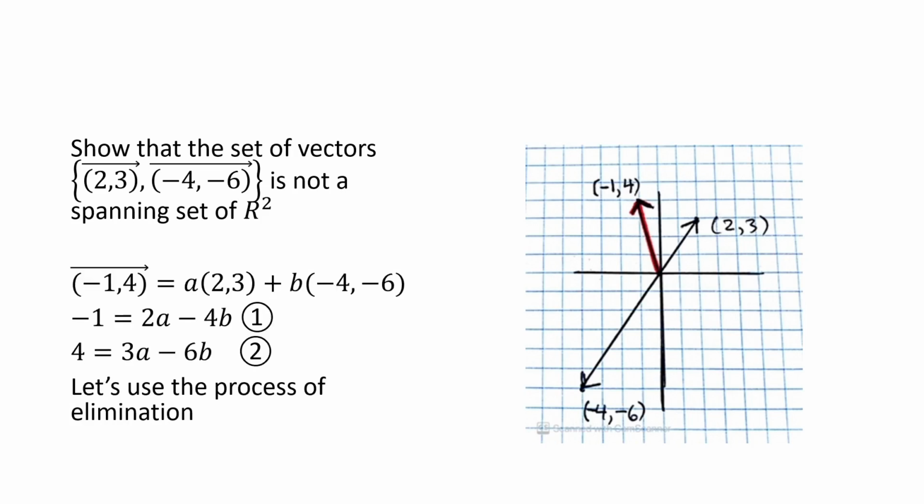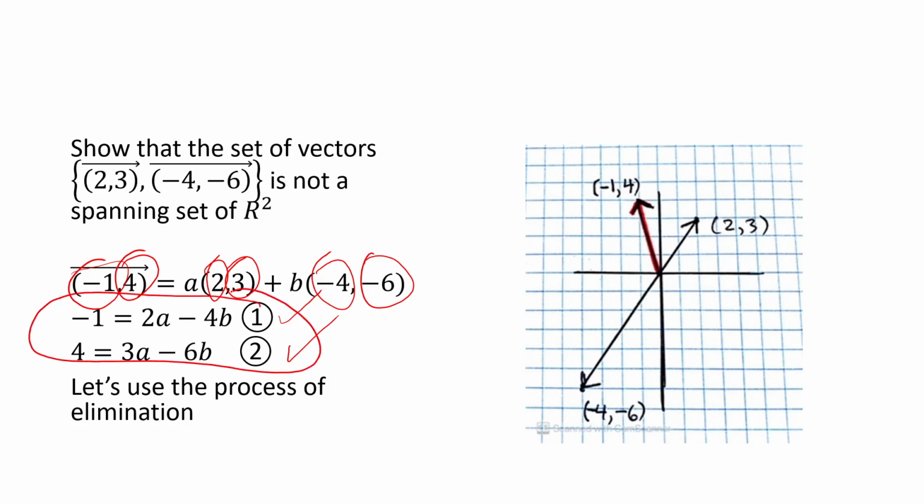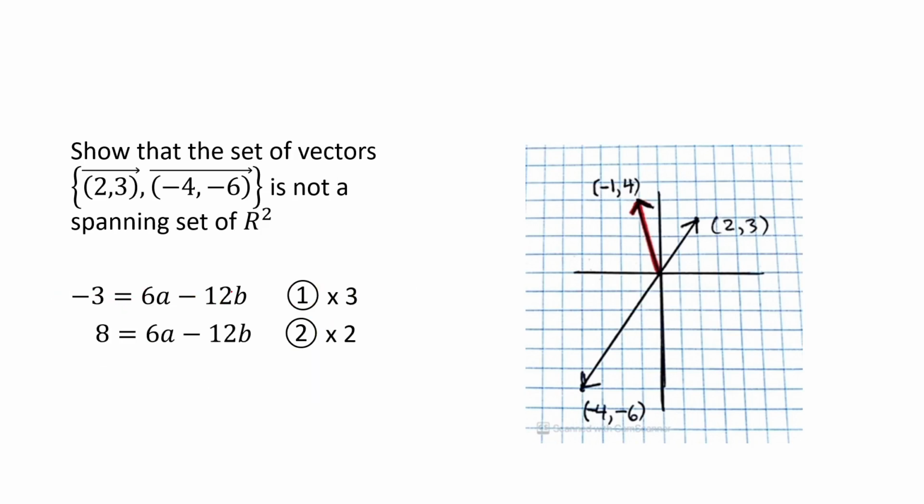So we begin. (-1, 4) equals a times (2, 3) plus b times (-4, -6). Looking at the x's, we see -1 is a times 2 plus b times -4, and then we see 4 is a times 3 plus b times -6. And then we decide to use the process of elimination on our two equations, two unknowns.